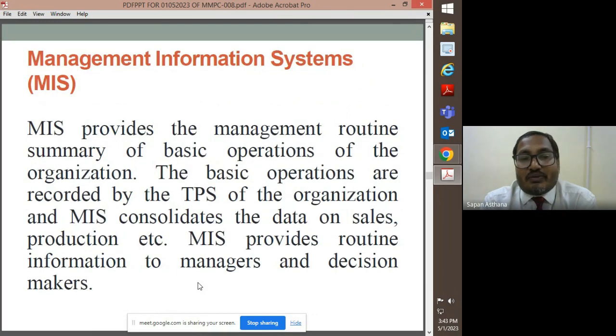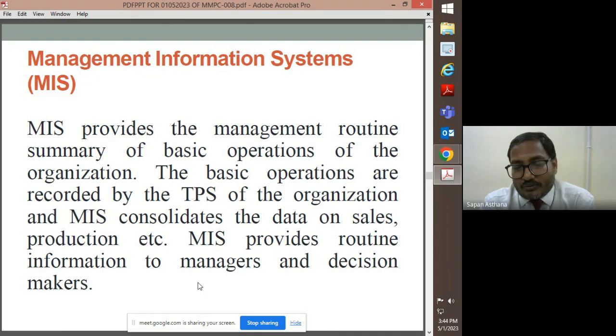When we talk about the MIS, that is a very, very popular word. I think all of you are also familiar with this word, the MIS. Management Information System. MIS provides the management routine summaries of the basic operations of the organization. The basic operations are recorded by the TPS of the organization and the MIS consolidates the data on sales, production, etc. MIS provides routine information to managers and decision makers.